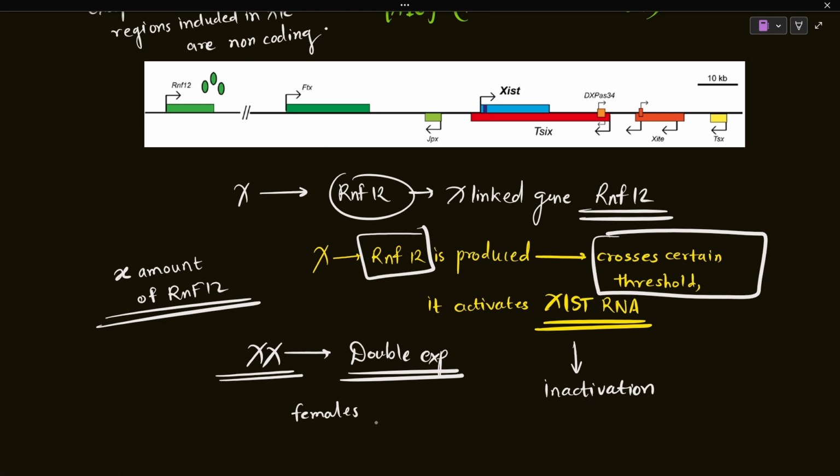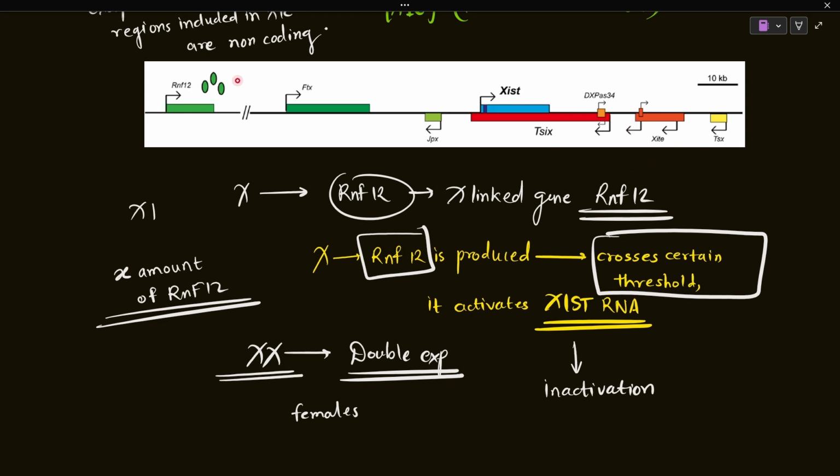Because females have double expression of the X-linked genes, when the threshold level is reached in females, it activates Xist, and that is why only in females is X chromosome inactivation seen. Not in males, because males do have RNF12. Both females and males show RNF12 expression. But in males, it doesn't reach the threshold level, and that is why it is unable to activate Xist. RNF12 is produced, but it doesn't activate Xist in males, and that is why the X chromosome will not be inactivated.